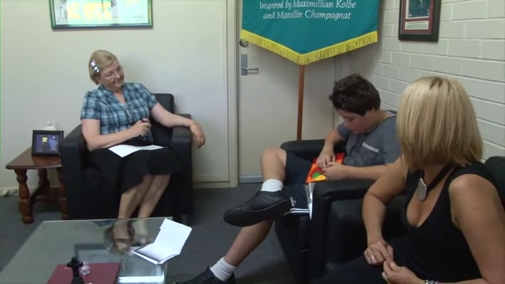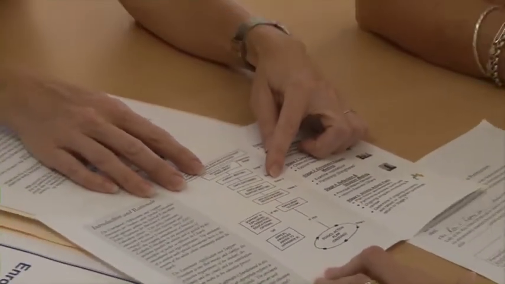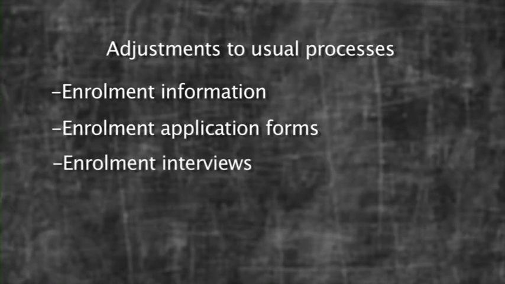It is essential to approach the enrolment process without bias and with a willingness to investigate options for every student. Enrolment on the same basis does not always mean that students with disability are to be treated in exactly the same manner as students without disability. Adjustments to regular processes may be needed so that there is equality of opportunity. Adjustments may need to be made to usual processes in the management of the enrolment process itself. This includes enrolment information, application forms and interviews.